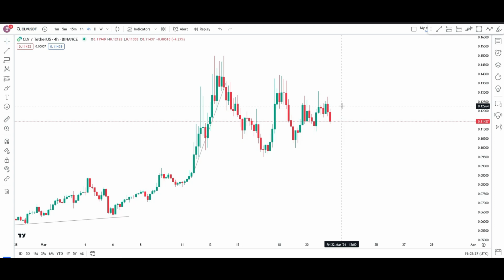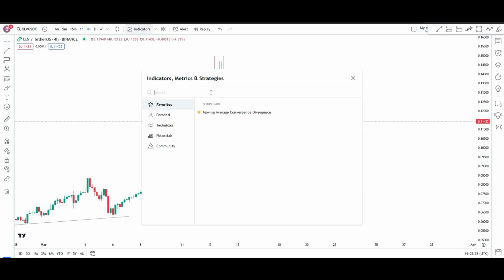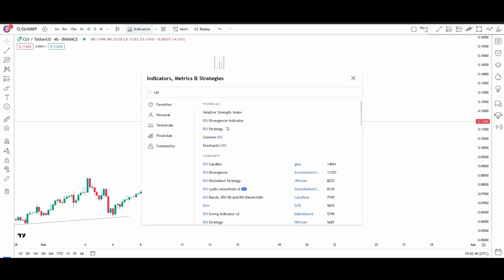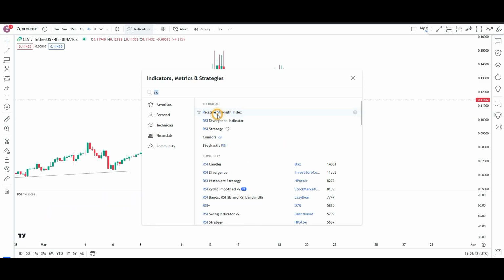Hi traders, welcome back. In this tutorial, I'll be showing you how to trade with the RSI. The very first thing is to go to the indicator section, then search for the RSI. The very first indicator here is the RSI.